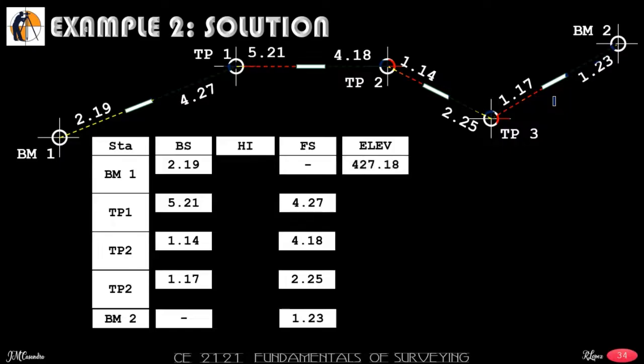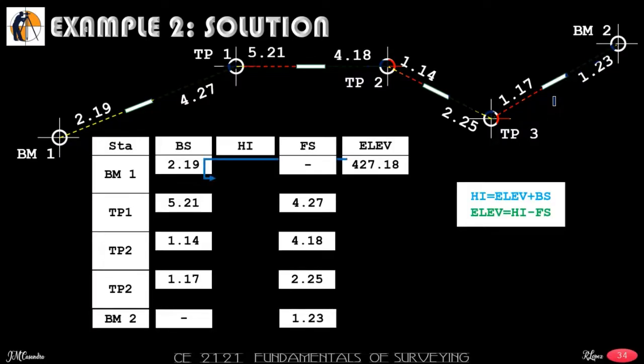So we are given the elevation of benchmark 1, 427.18. So again, our equation, HI is equal to elevation plus backsight. Elevation is equal to HI minus FS. So let's solve. Elevation plus backsight equals HI, 429.37. HI minus FS, 425.1.